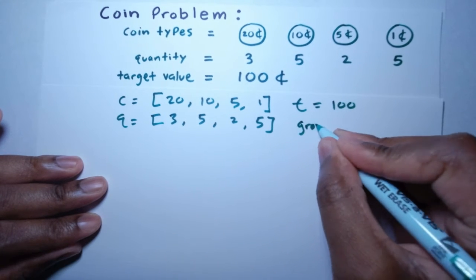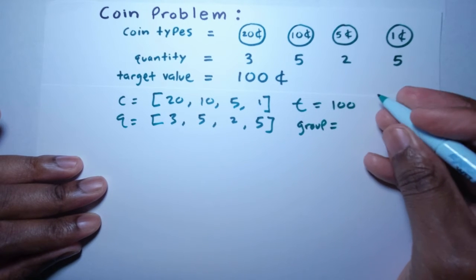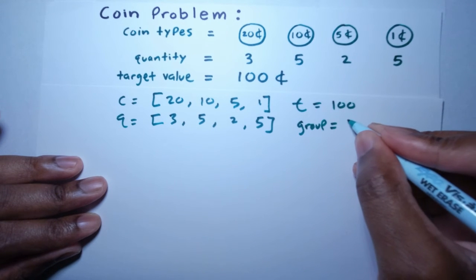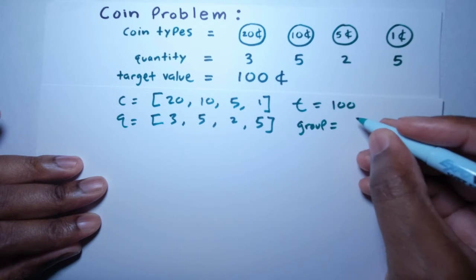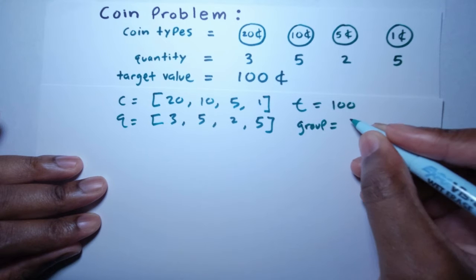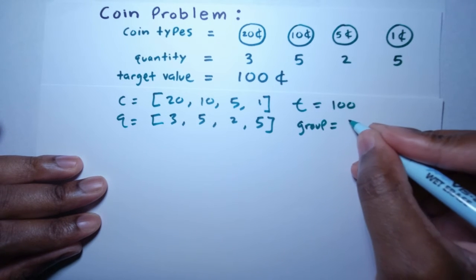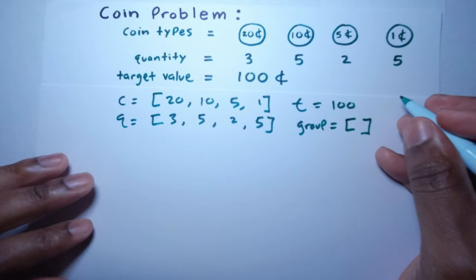And then we have group. So this is one that I did not discuss before, but it's very important. Group is what we're using to store our temporary coins that we have selected. And I'm going to get into that more later on, but we do need to define it. So we'll define group as an empty list in this case.